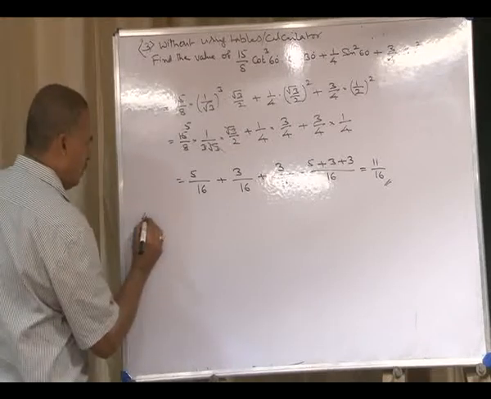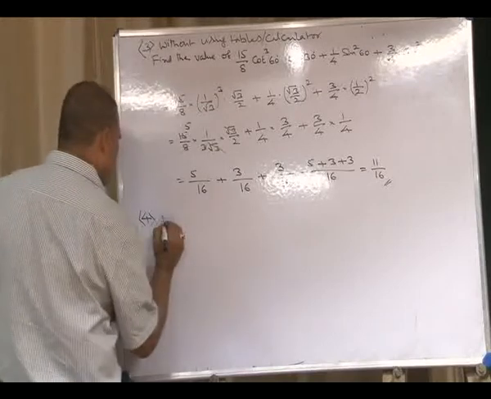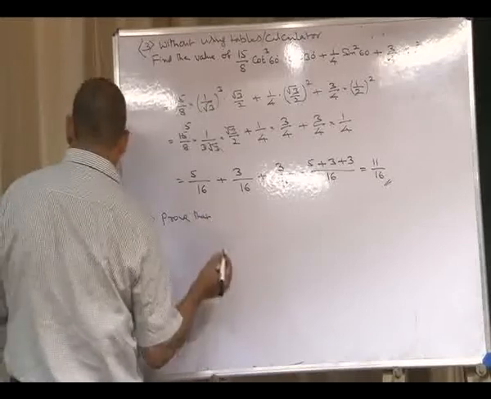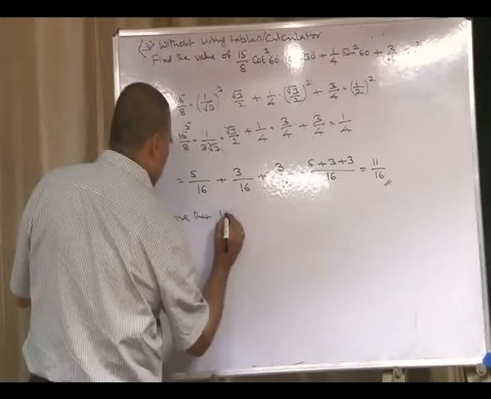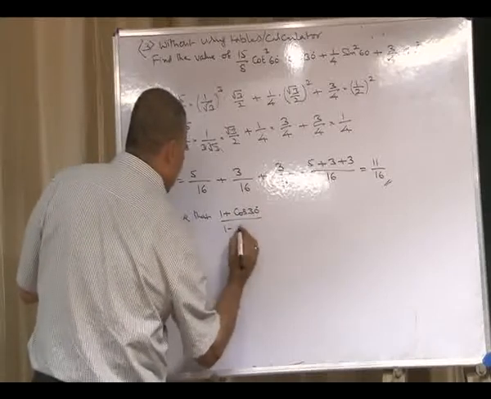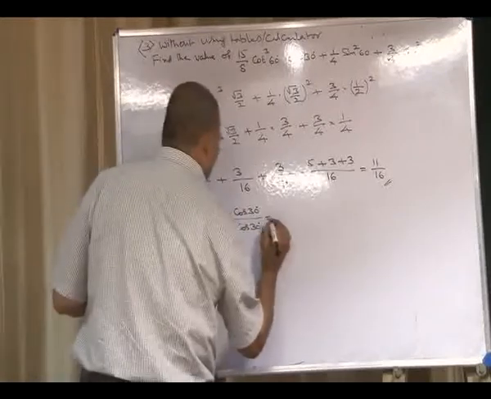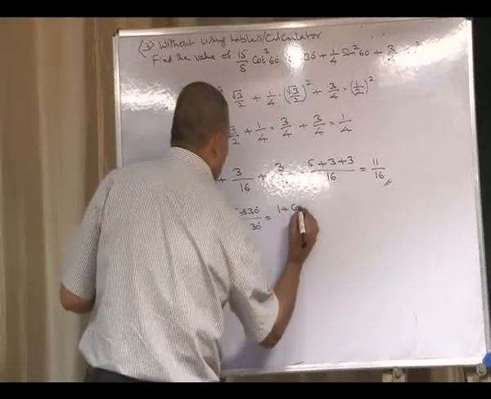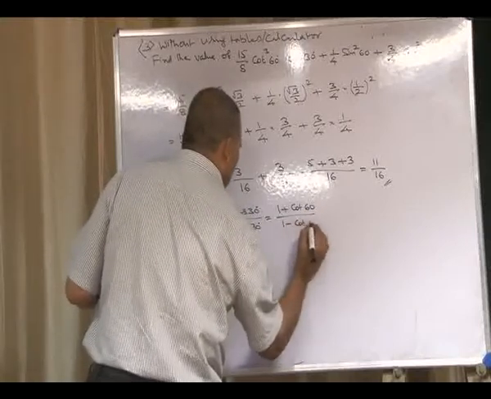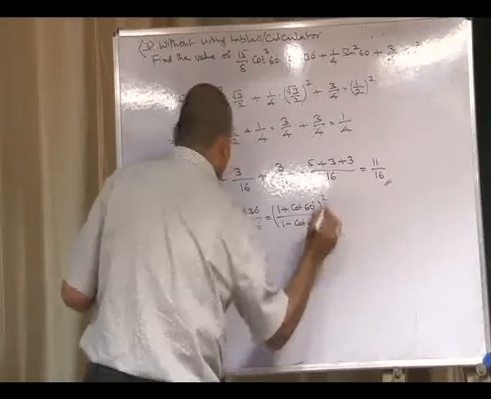Next, fourth one, prove that 1 plus cos 30 degree by 1 minus cos 30 degree equal to 1 plus cot 60 degree by 1 minus cot 60 degree the whole square.